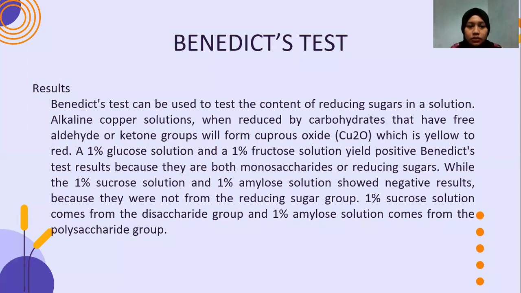The result of the Benedict test can be used to test the content of reducing sugar in a solution. Alkaline copper solutions, when reduced by carbohydrates that have a free aldehyde or ketone group, will form copper oxide, which is yellow to red. A 1% glucose solution and a 1% fructose solution yield a positive Benedict test result because they are both monosaccharides or reducing sugars.